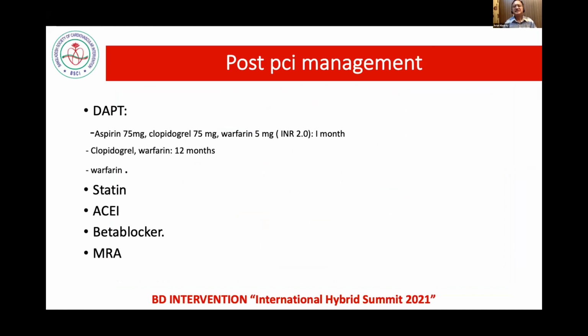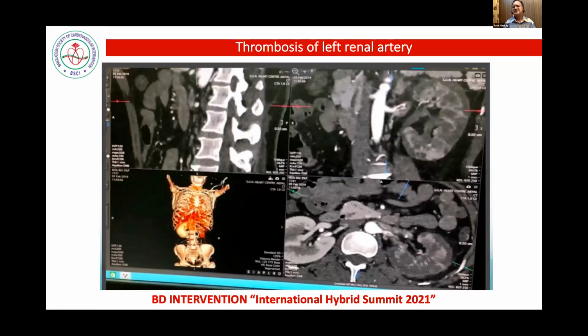So this patient, I investigated and came out to be antiphospholipid syndrome. So I used triple therapy for 1 month, then dual therapy, clopidogrel and warfarin for 12 months, and she's been on warfarin for the last 1 year. And as for the stent, statin, ACE inhibitor, beta blockers, and mineralocorticoid receptor antagonists are the guideline-directed therapy. And I did investigation of this lady.